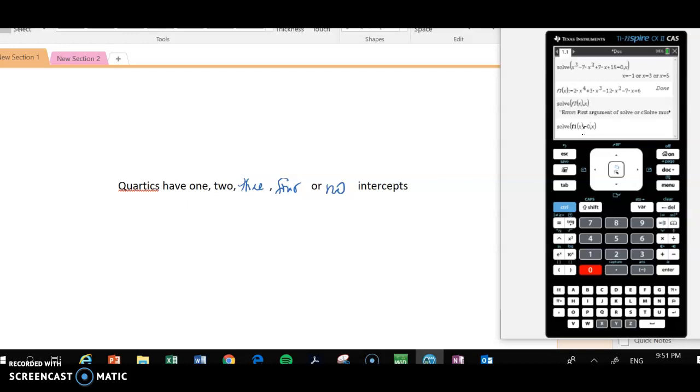We're trying to find the x-intercepts, and sure enough, there they are. X equals either minus 3, minus 1, positive a half, or positive 3. So it actually intercepts at 4 locations.